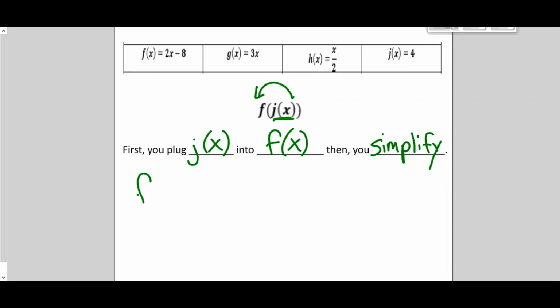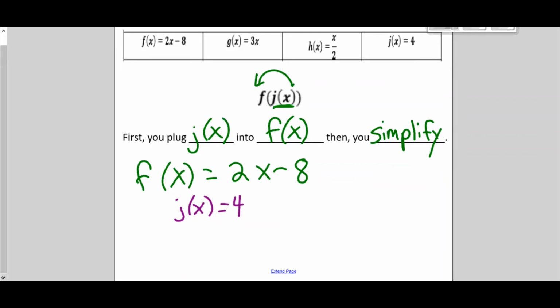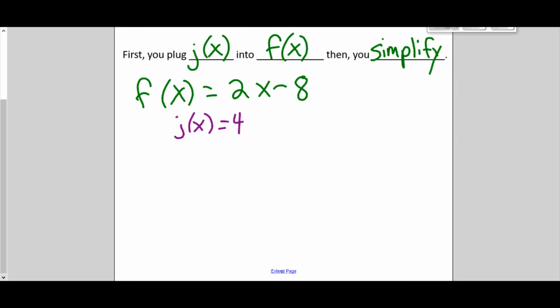So here's my f of x function. F of x is 2x minus 8. And then I'm going to write j of x down here just so I have it. So j of x is 4. And I want to do f of j of x.